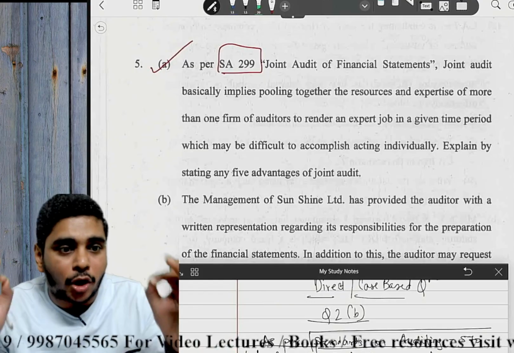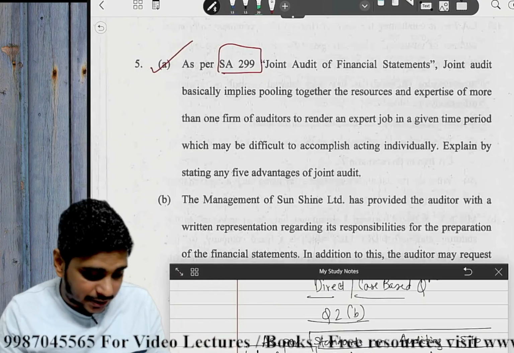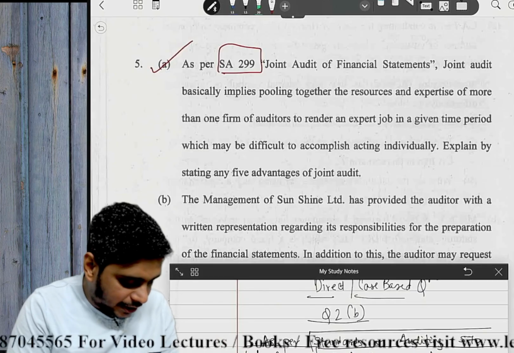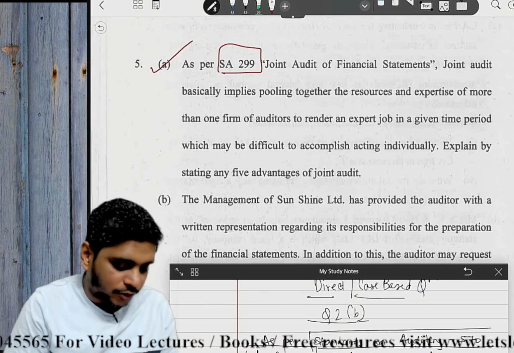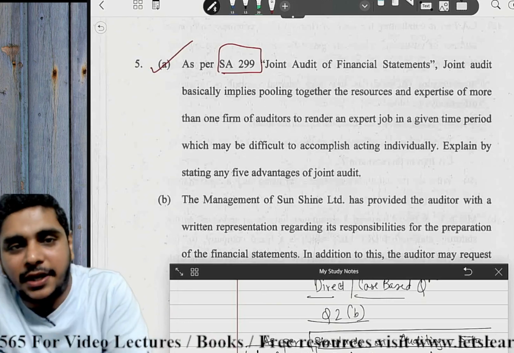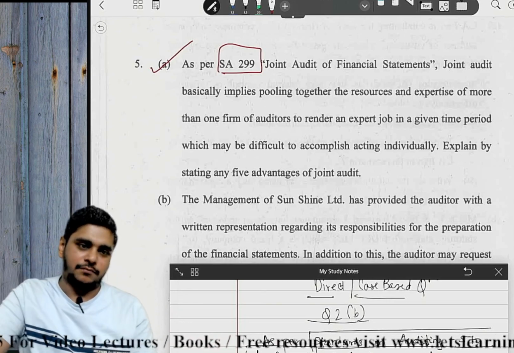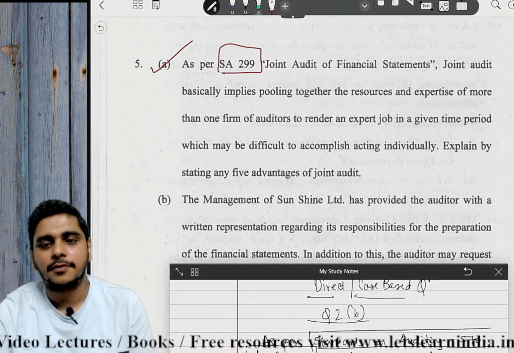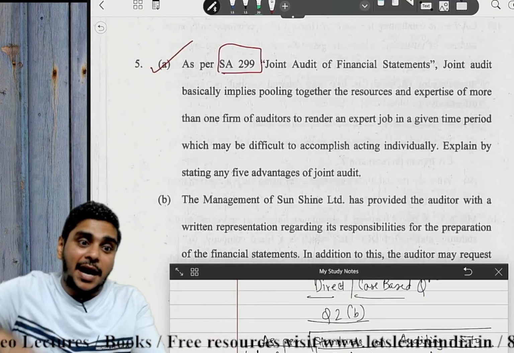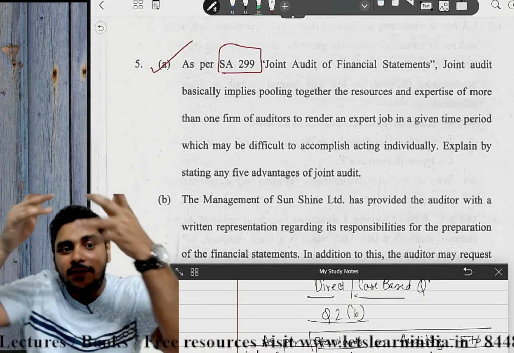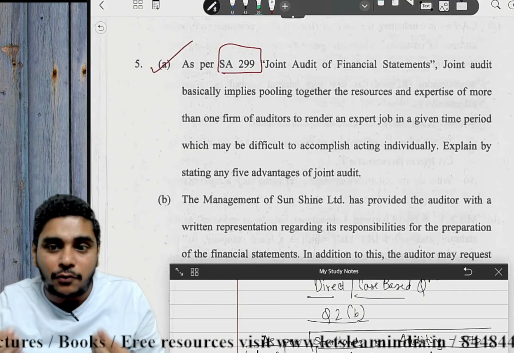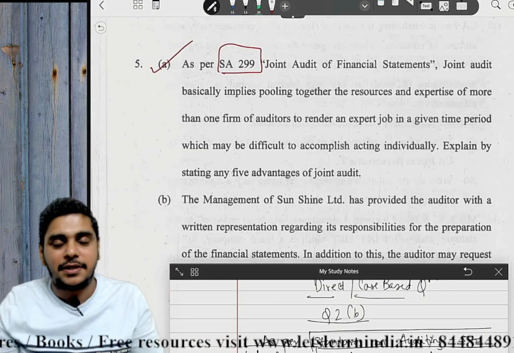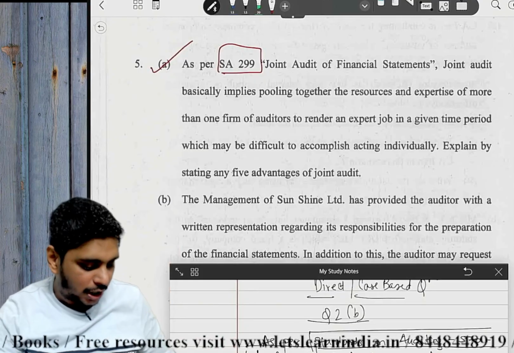Story and waste. What are they asking? Explain by stating any 5 advantages of joint audit. Now you tell me, is it a direct question or a case-based question? It's a direct question, but I am going round the bush here and there. Ideally, what is the answer? It is basically advantages of joint audit. So how would you write?